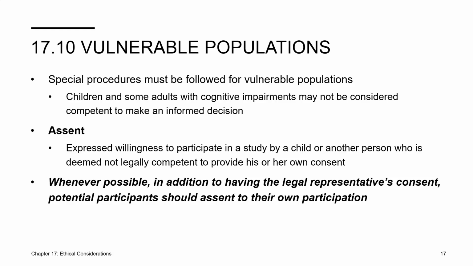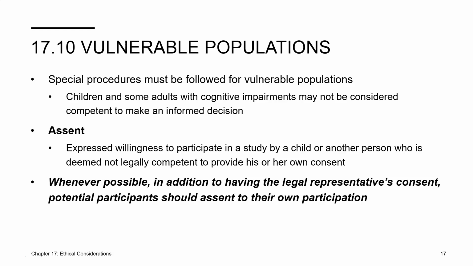Section 17.10 covers vulnerable populations, and special procedures must be followed for vulnerable populations. So children and some adults, say adults with cognitive impairments, may be considered a vulnerable population because they're not competent to make an informed decision. So when this happens, there may be a legal representative that can provide consent for them, but it's also important to have their assent. An assent is an expressed willingness to participate in a study by a child or another person who is deemed not legally competent to provide his or her own consent.